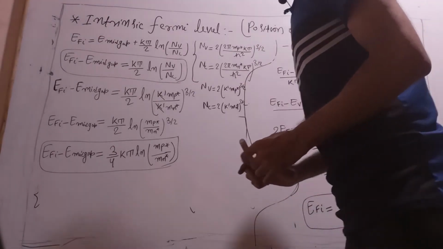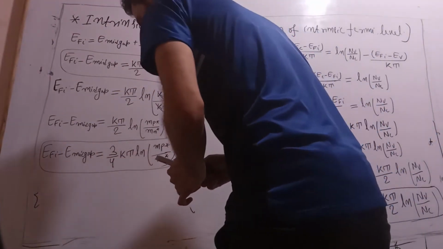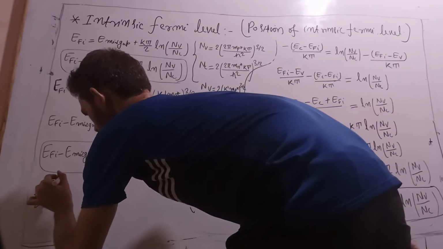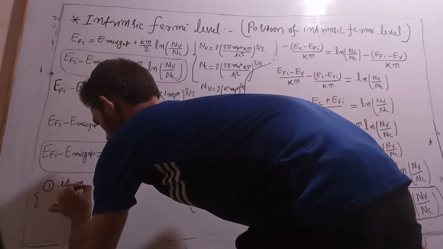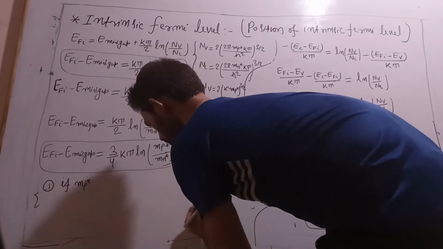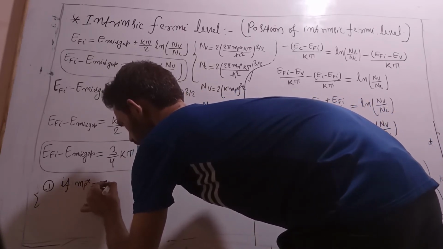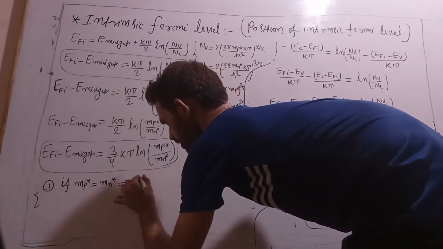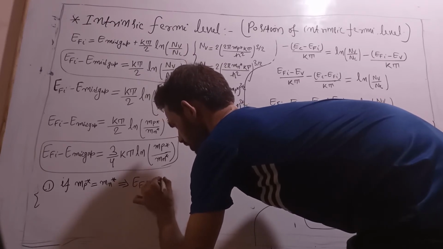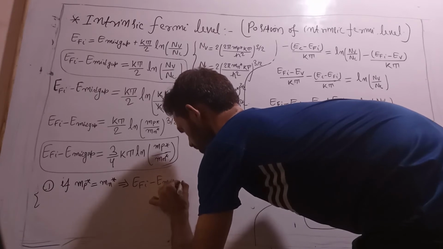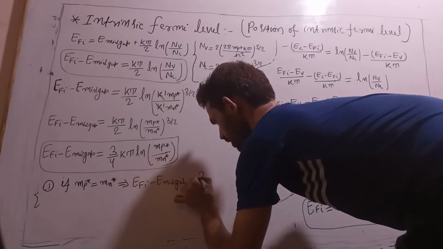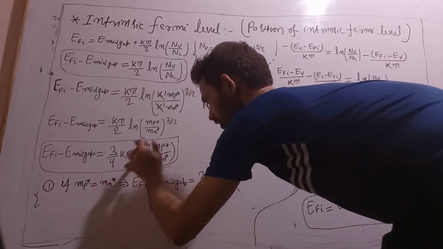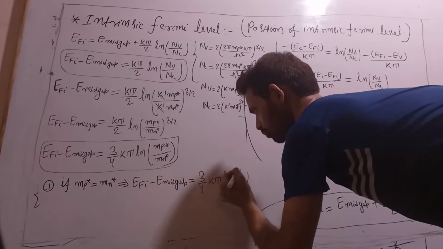Now we will make the conclusion here. See here, first case: if mp star, the effective mass of hole, is equal to the effective mass of electron, which implies that EFi minus E mid gap is equal to 3 by 4 kT ln of 1, since both are equal. And ln 1 is 0.